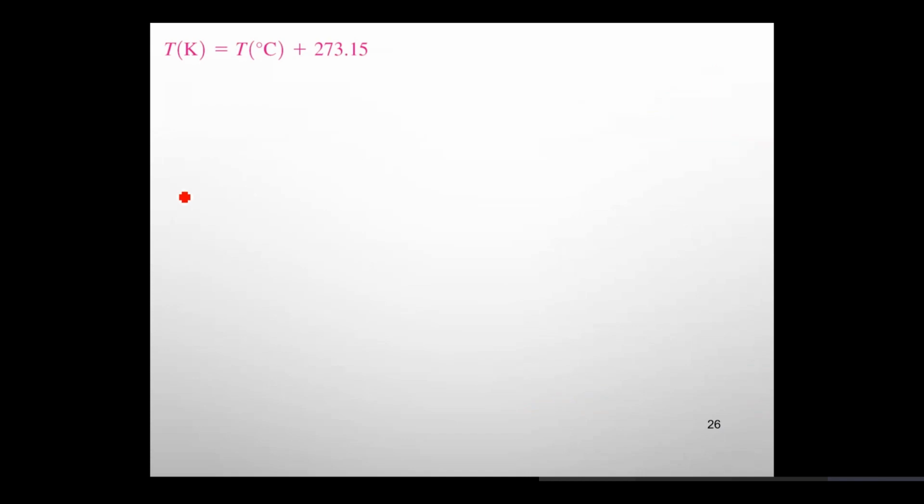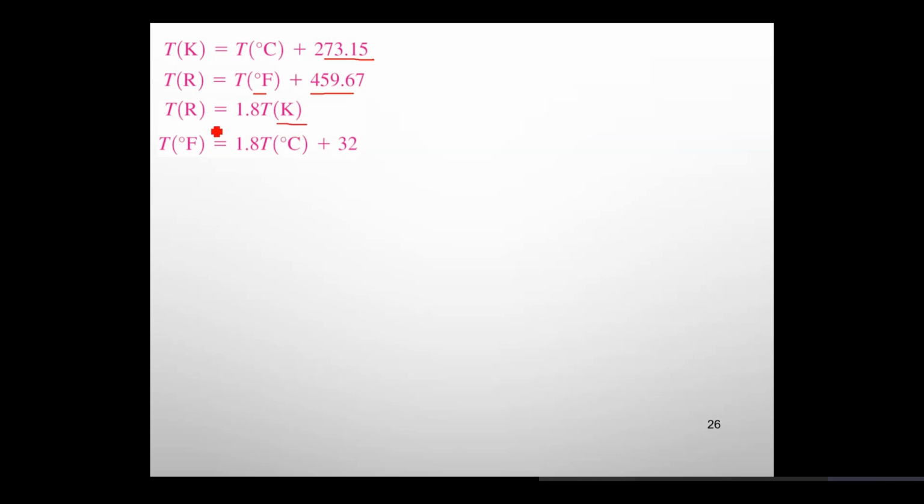You should know that if you want to convert centigrade value into Kelvin value, you have to add 273.15. If you want to convert the Fahrenheit value into Rankine value, you have to add this much amount. You have to convert the Kelvin value to Rankine value, the two absolute scales. This is the conversion. And if you want to convert the centigrade value to Fahrenheit value, this is the conversion. So these four conversions should be known to you.